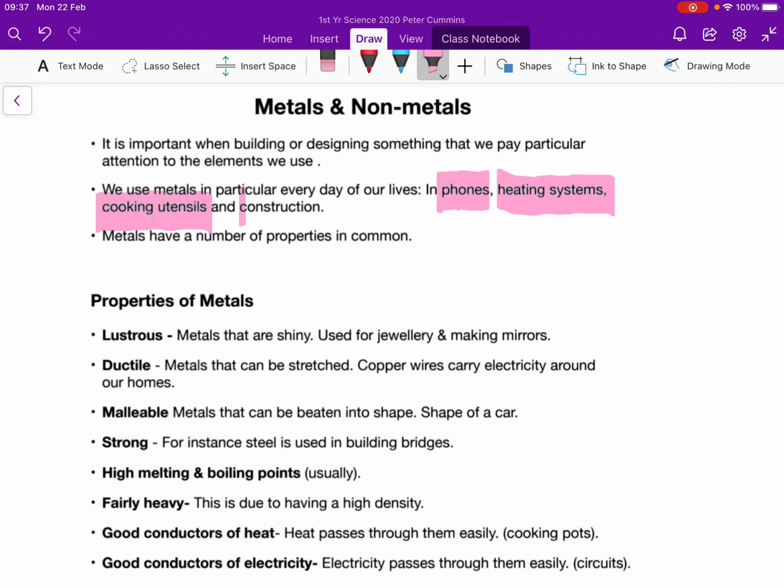And obviously, if you're building an old house or a building, you're probably going to use a bit of metal to hold the thing up. For a reason. Well, why would you use metal? Why not use straw? Why not use plastic? There's reasons we use metals, and sometimes we don't use metals.